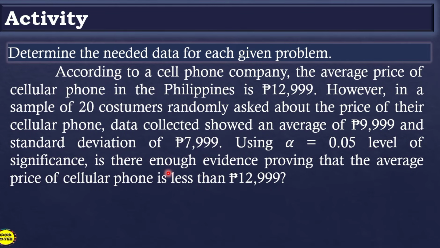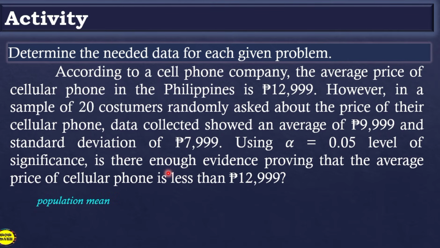According to a cell phone company, the average price of cellular phone in the Philippines is 12,999 pesos. However, in a sample of 20 customers randomly asked about the price of their cellular phone, data collected shows an average of 9,999 and standard deviation of 7,999 pesos. Using the alpha level of 0.05 of significance, is there enough evidence proving that the average price of cellular phone is less than 12,999?